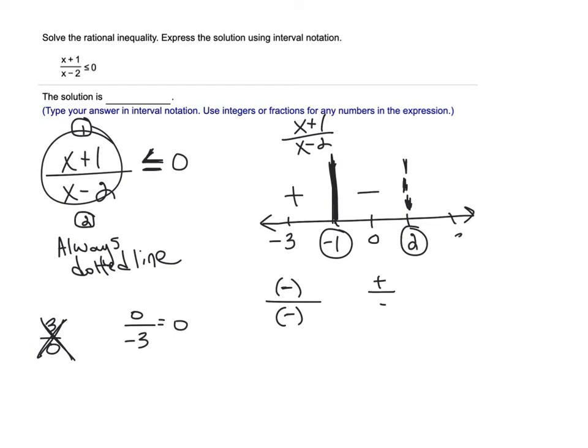And lastly, let's pick 3, something larger than 2. So 3 plugged in, we get 3 plus 1 is 4, positive. And then 3 minus 2 is +1. Positive divided by positive is positive.